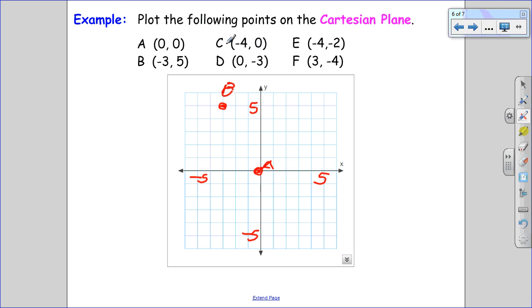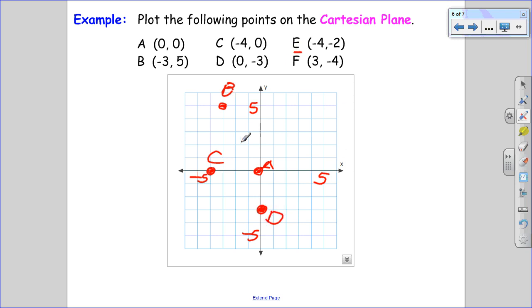So let's try again. The point C is negative 4, 0. The x-coordinate is negative 4, 1, 2, 3, 4, so I'm going 4 to the left. But the y-coordinate is 0, so I don't need to move up or down. For the point 0, negative 3, the x-coordinate is 0, so there's no left and right movement. The y-coordinate is negative 3, so I go down 1, 2, 3, and I draw the point on the y-axis.